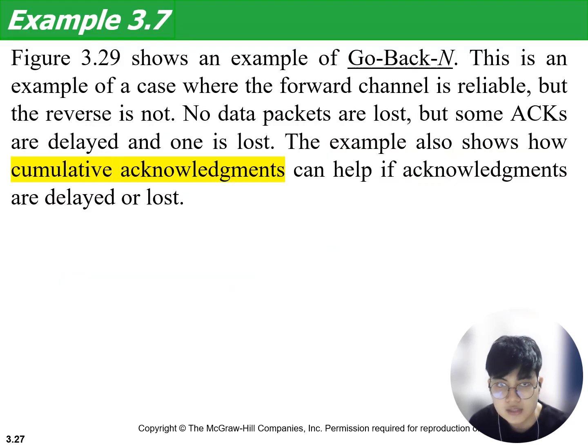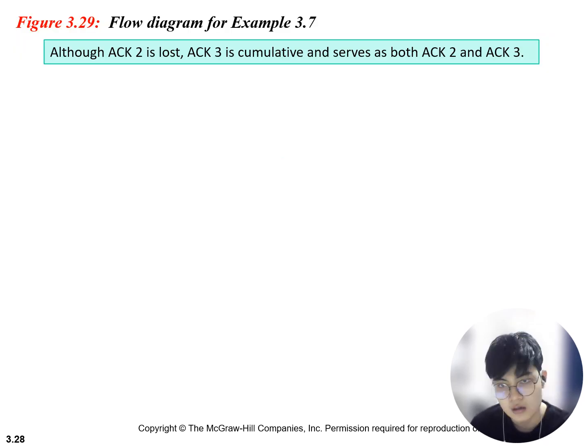Figure 3.29 shows an example of Go-Back-N. This is an example of a case where the forward channel is reliable, but the reverse is not. No data packets are lost, but some ACKs are delayed and one is lost. This example also shows how cumulative acknowledgements can help if acknowledgements are delayed or lost. Show diagram for example 3.7.